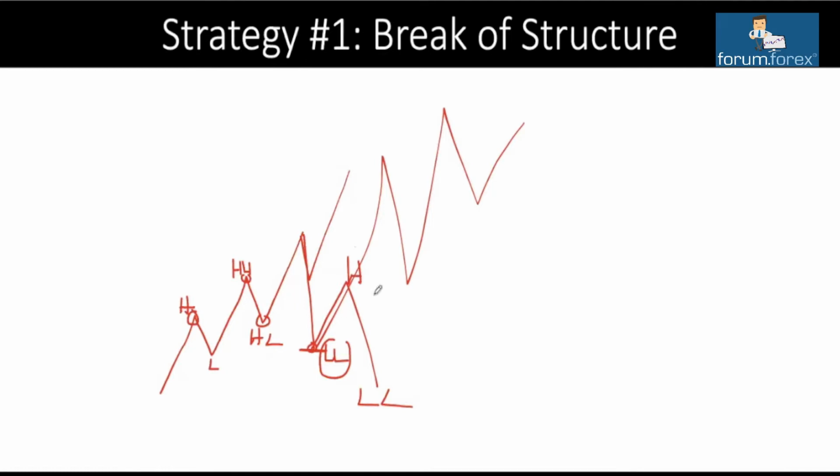Of course, the opposite is true. I'll just run it through quickly. Let's say you are in a downtrend and this is a low, this is a lower low, this is a high, this is a lower high, and instead of price making a lower low and lower high, it comes up like that and it makes a higher high, then this is the first telltale sign that the trend is about to reverse.